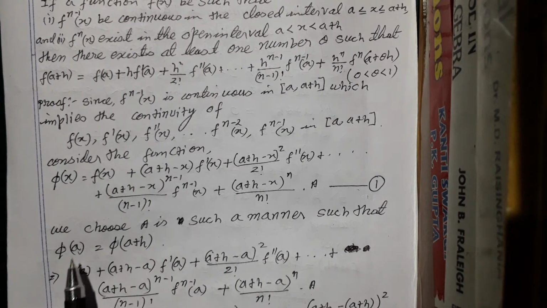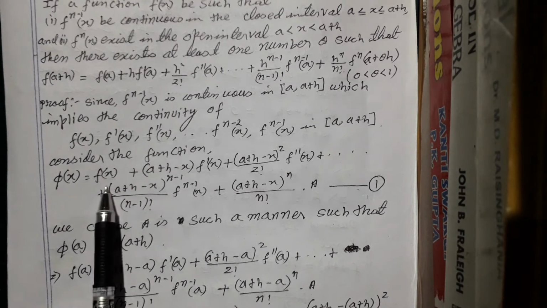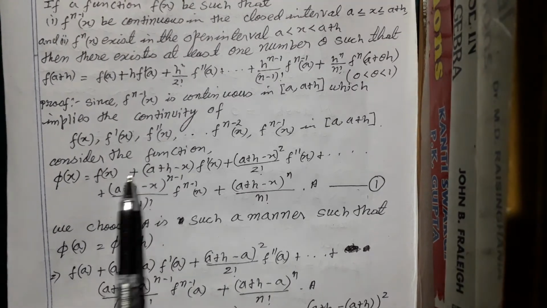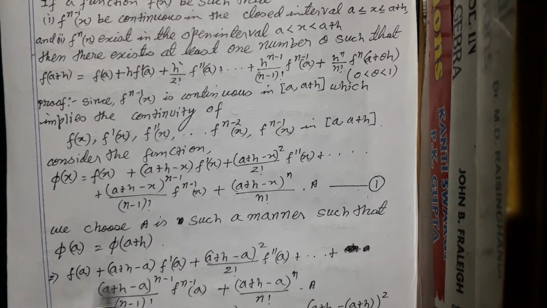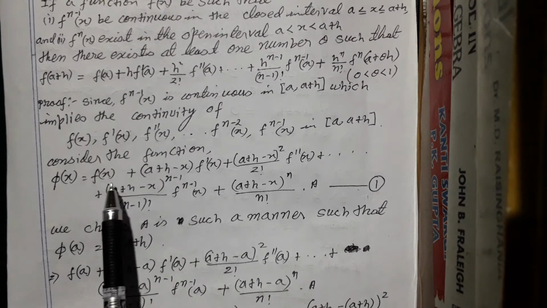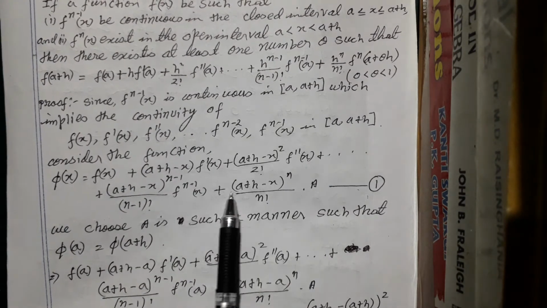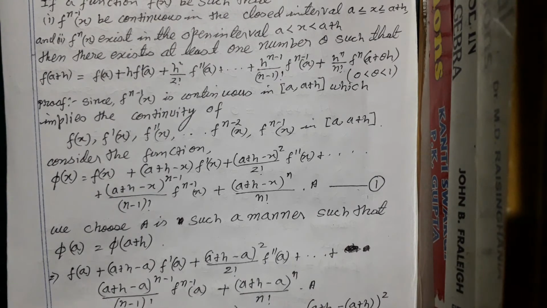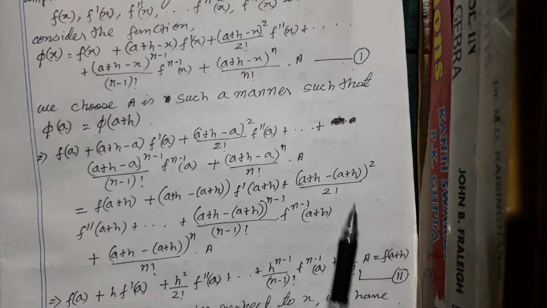If you substitute the value a in place of x, everywhere wherever x is there, we get this expression. Similarly, for phi(a+h), in place of x you substitute a+h everywhere wherever x is there. If you substitute a+h here, we are getting this condition.